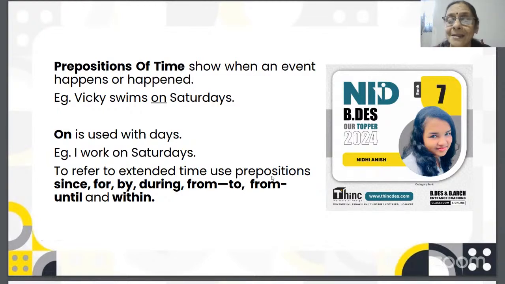To refer to extended time, use prepositions: since 1 year. For a point of time, we always use since morning, etc. For, we use for a duration of time, for 2 hours, for 3 hours, etc. By 12 p.m., etc. During shows time also. From such and such a year to such and such a year. From such and such a year until, and also within the time limit, within a week, etc.